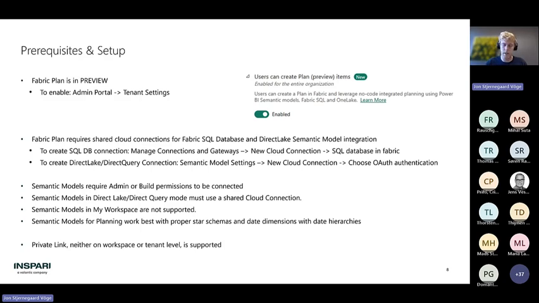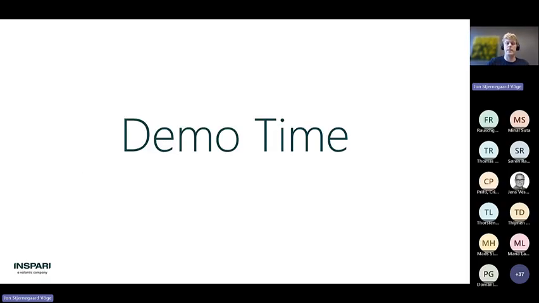Private link is not supported. With that noted down, you can, of course, get the slides afterwards to take a screenshot. It's also all in the documentation of Fabric Plan. Let's go in and see what we can do, right?